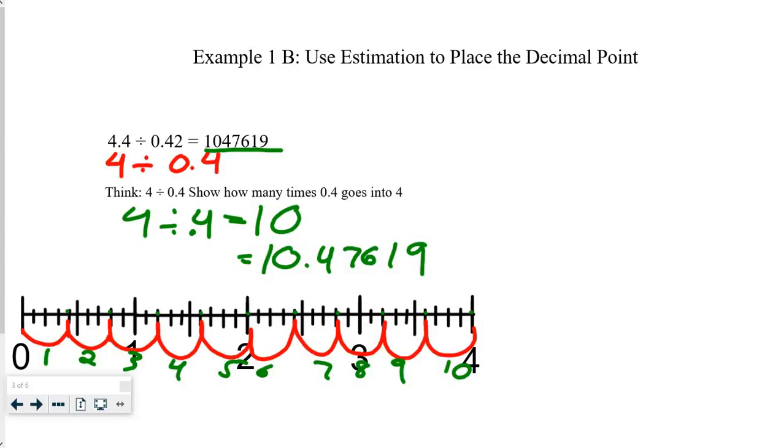10.47619. 4.4 divided by 0.42 is 10.47619. Okay?